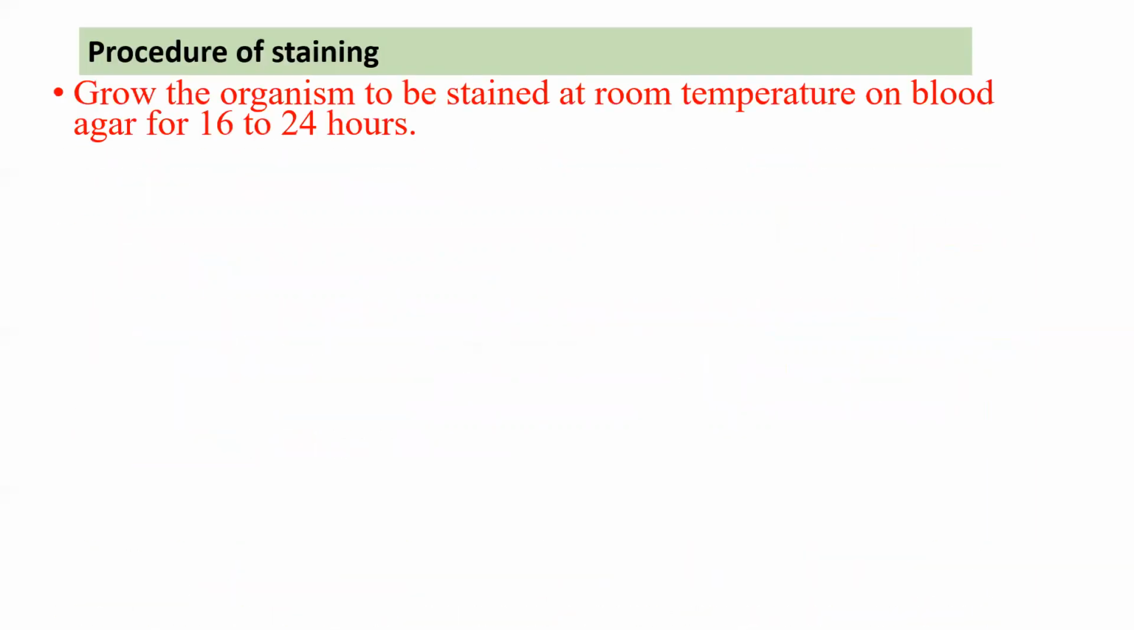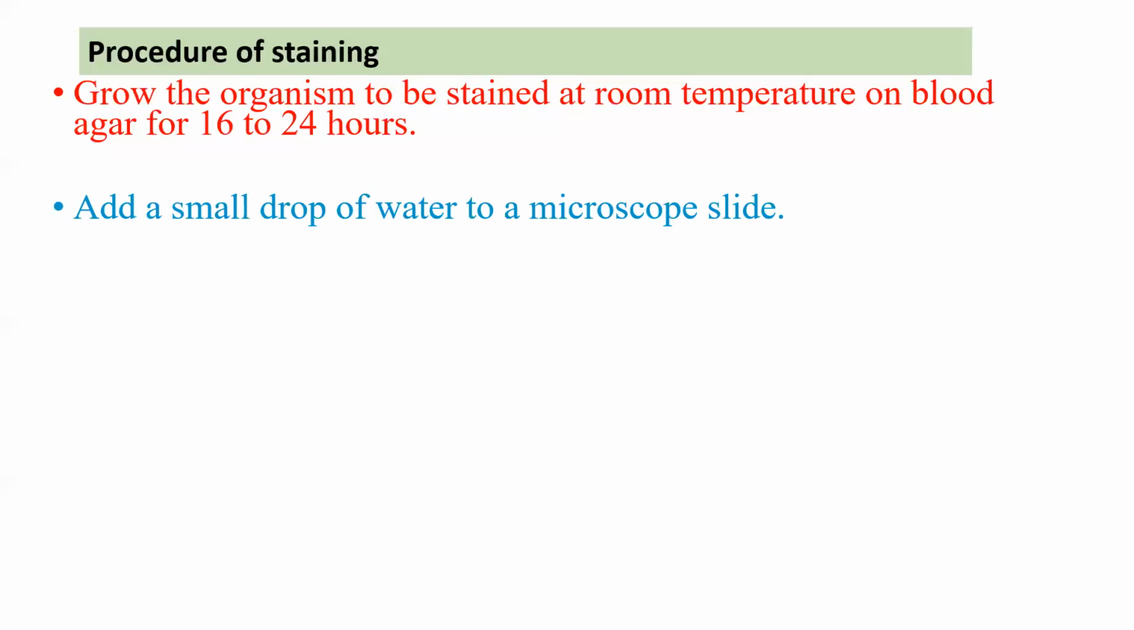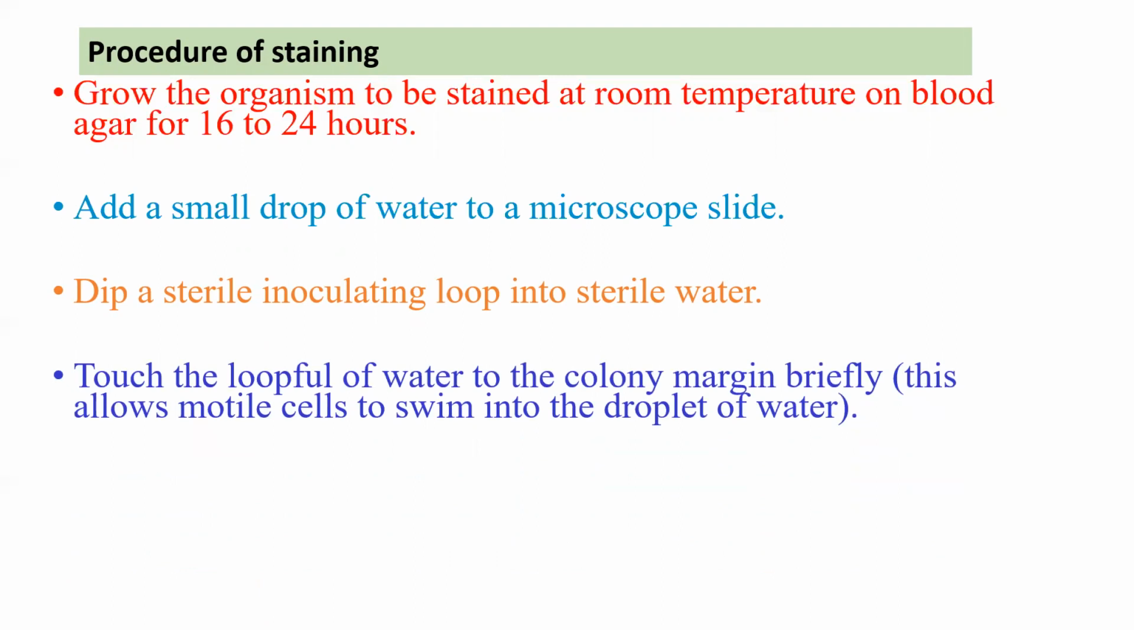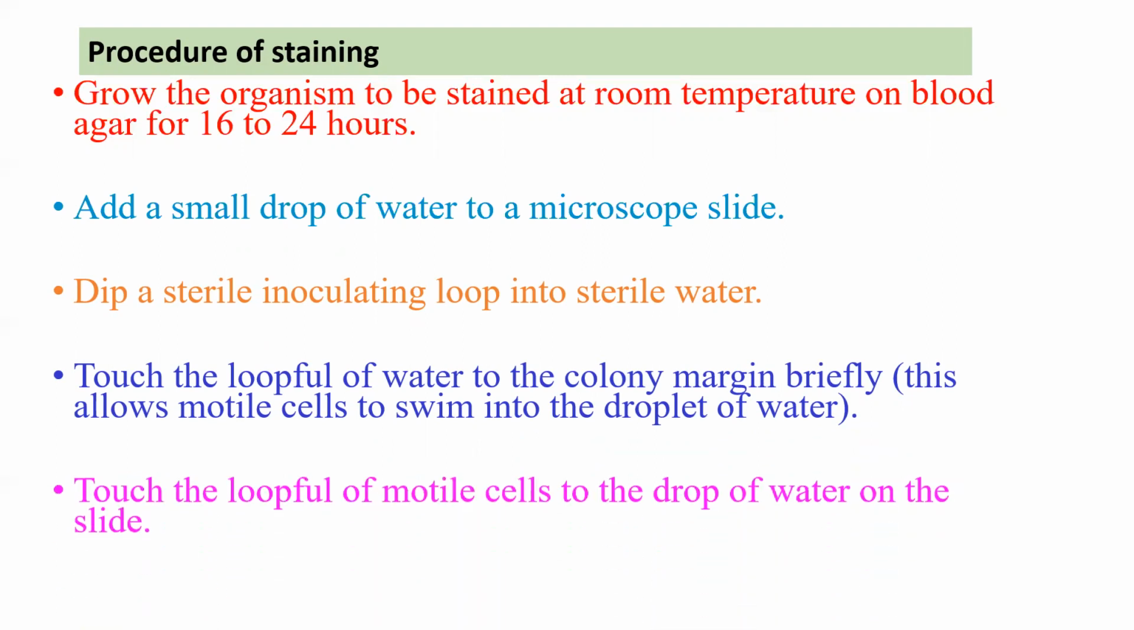Now we are coming to the procedure of staining. First, grow the organism to be stained at room temperature on blood agar for 16 to 24 hours. Add a small drop of water to a microscope slide. Then dip a sterile inoculating loop into the sterile water. Touch the loop full of water to the colony margin briefly, which allows motile cells to swim into the droplet of water. Touch the loop full of motile cells to the drop of water on the slide.